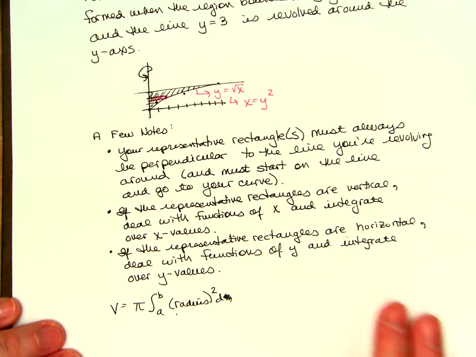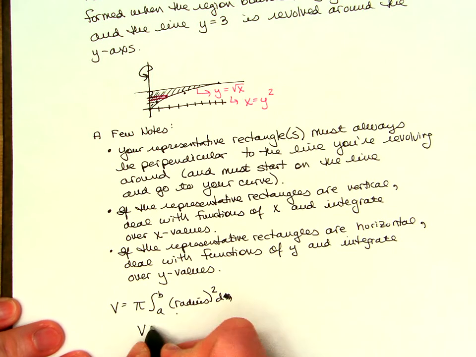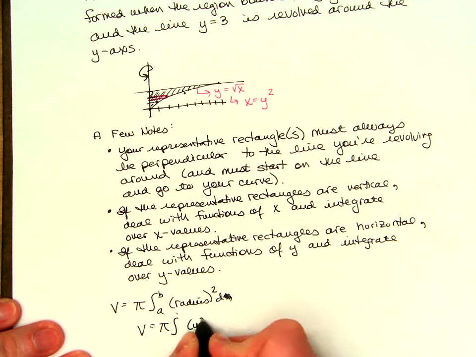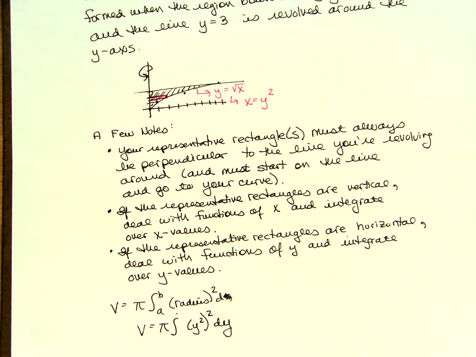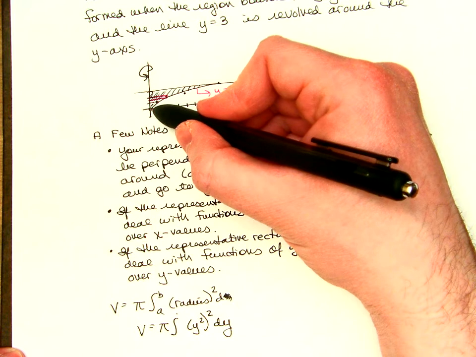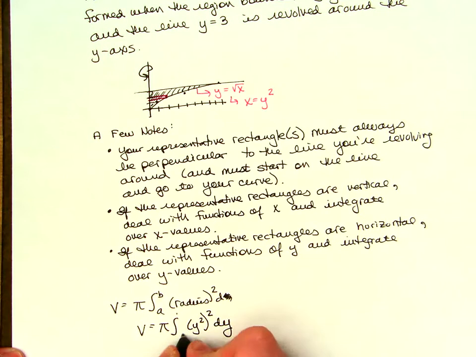My formula is V equals pi times the integral. My radius is y squared, which I'll square, and I'm going to deal with this dy, because y is my variable here. The only other thing I have to figure out are my limits of integration. My rule also says I'm going to integrate over the y values. So the y values for this region go from 0 to 3, and this is going to be my problem.